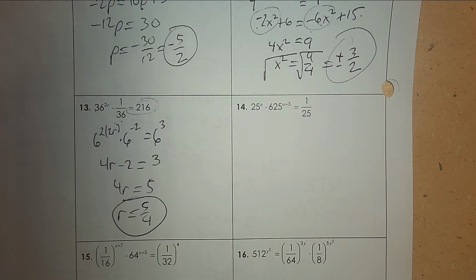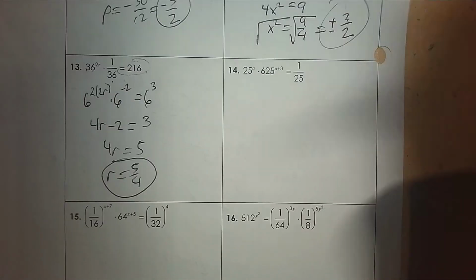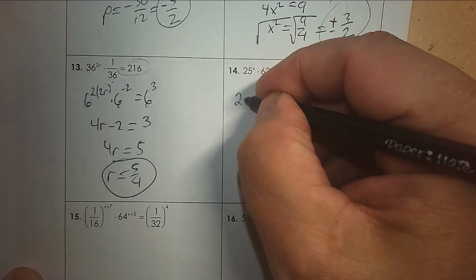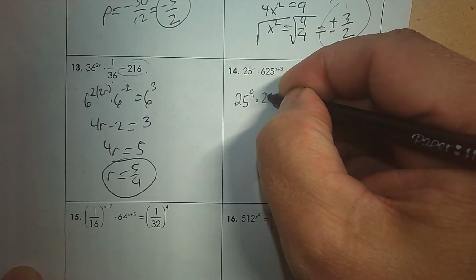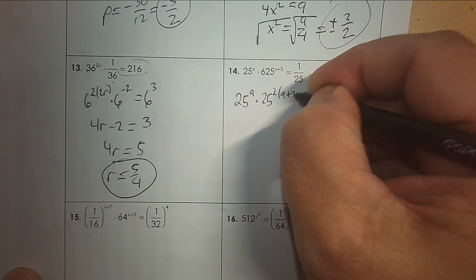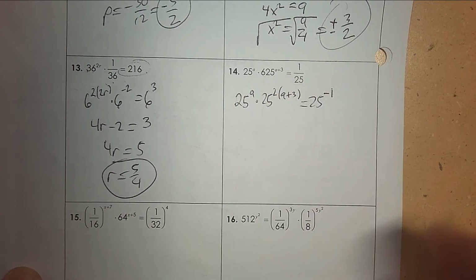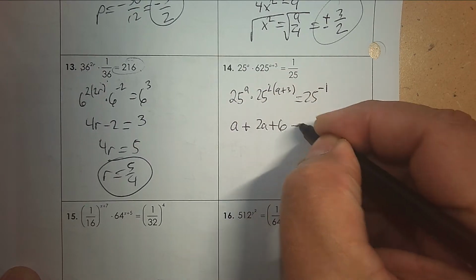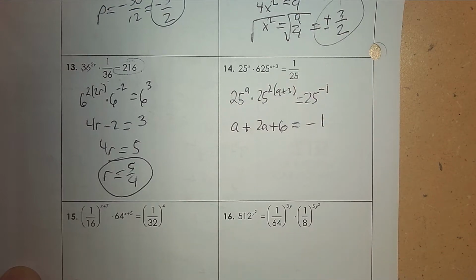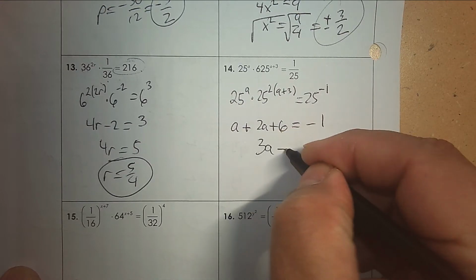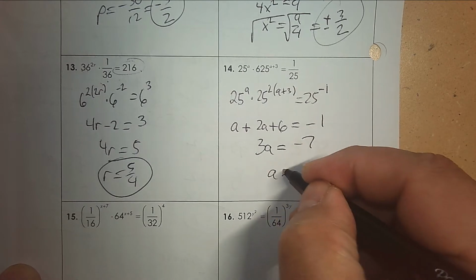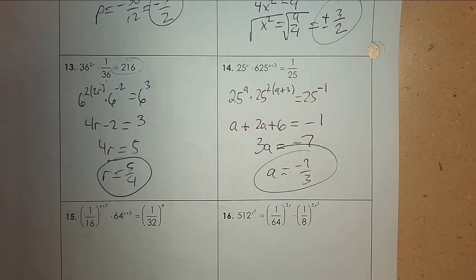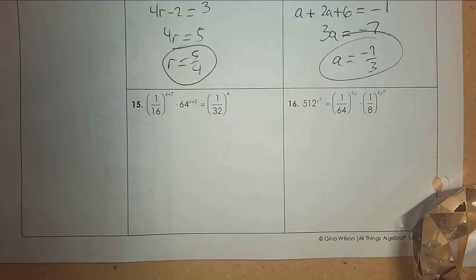So what base? 25. So the first one I don't change. The second one is 25 squared. And the last one is 25 to the negative 1. That's a plus 2a plus 6 equals negative 1. That's 3a equals negative 7. That's a is equal to negative 7/3. Did you do that without me? Negative 7/3? Yes. Try 15. 2 more. Can you make the bases the same?